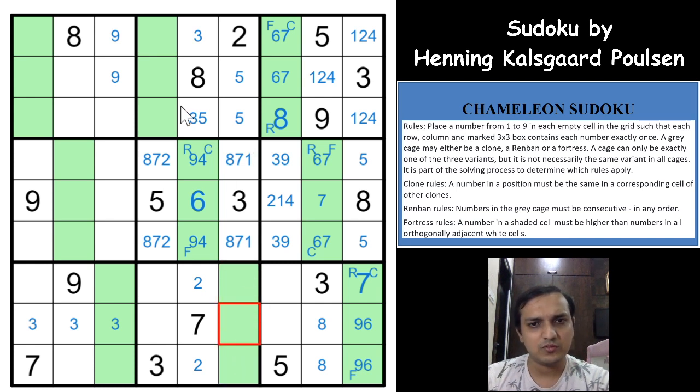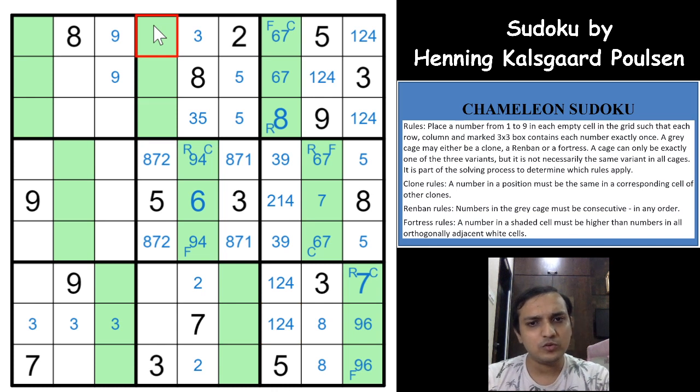4 and 6 will be in one of these 3 cells. Okay. Not sure about it yet. And these 3 cells have to be 1, 2 and 4, right? Okay. And let's see if we get anything here. Can this obey a Renban rule? Let's see if this obeys a Renban rule.